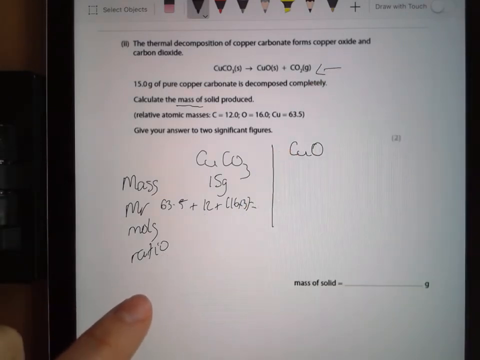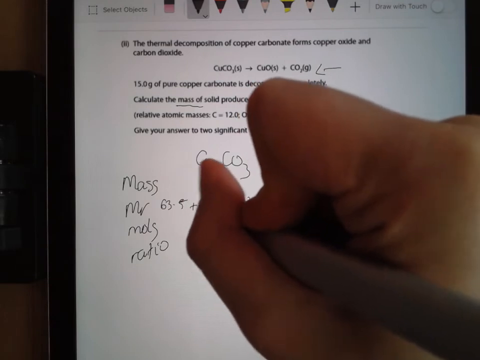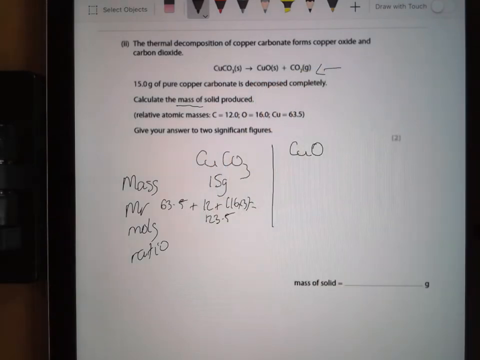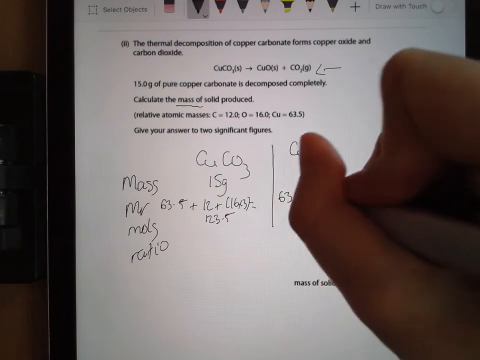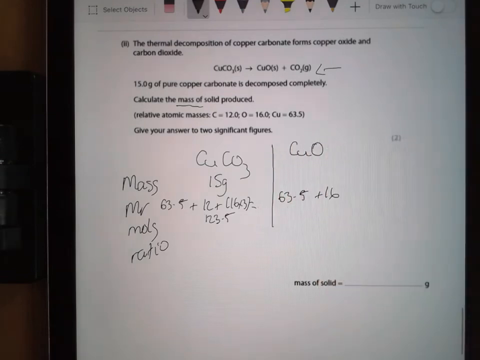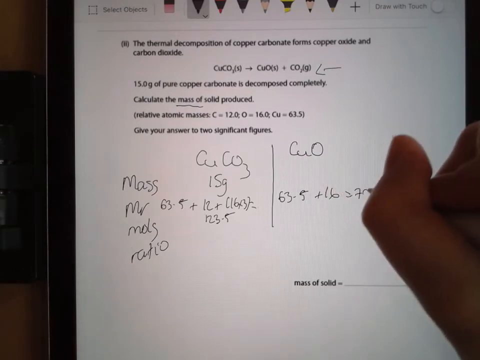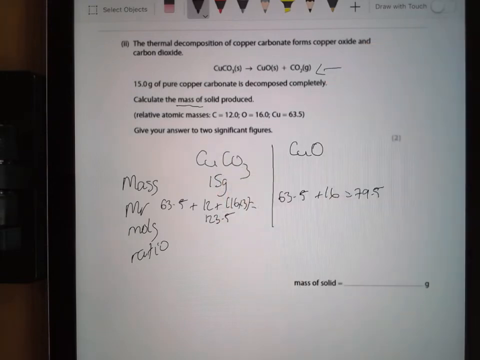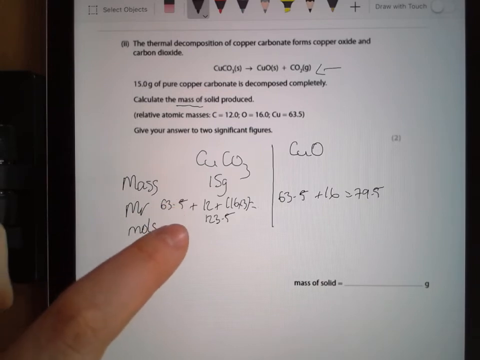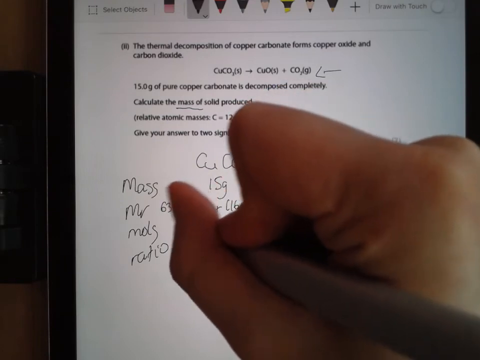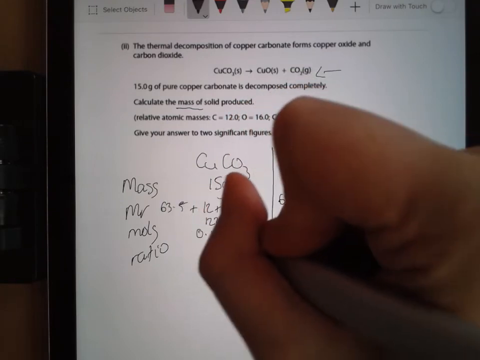So 16 times 3 plus 12 plus 63.5 equals 123.5. And then for CuO, I'm going to do 63.5 plus 16. And I get 79.5. Now that I've got mass and I've got formula mass, I can find my moles of copper carbonate. So it's going to be 15 divided by 123.5. And that gives me 0. And I'm going to write this to 4 decimal places for now. And then I'm going to round it at the end.